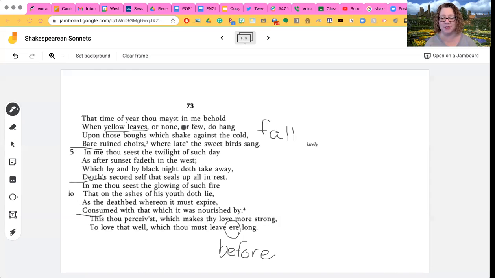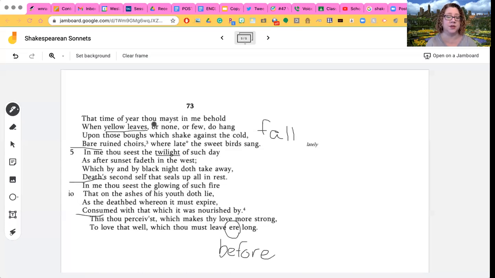When we talk about the seasons in literature, it's usually about that cycle. We remember that from the summer reading. And then here also the sun is fading. Not only is it going into winter, but also we have this, the twilight is past the sunset. It's when there's still color in the sky, but the sun already went down. So it's pretty close to the end there. And death's second self, you know, that nighttime. And then here is a fire.